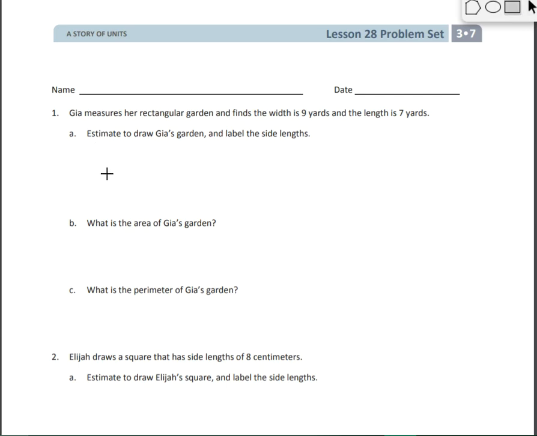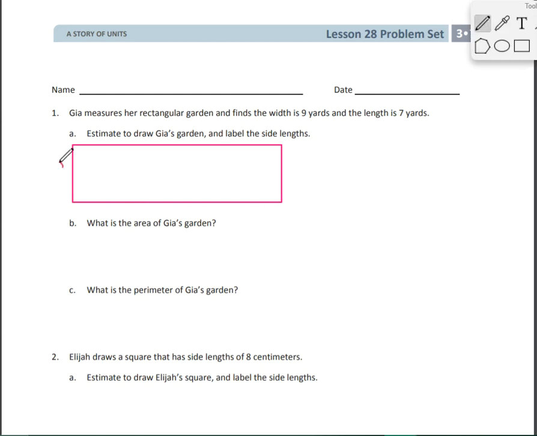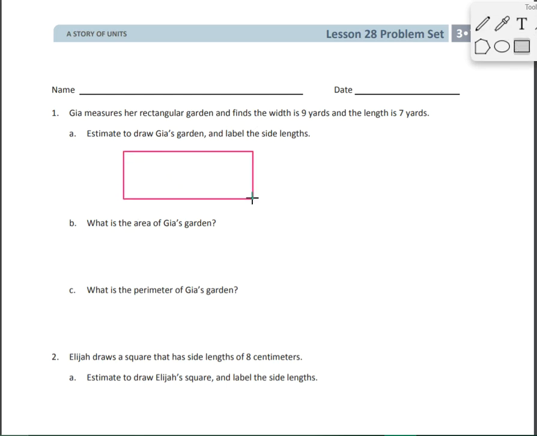It says Gia measures her rectangular garden and finds the width is 9 and the length is 7. So here is my width of 9. Here is my length of 7. Now that I think about it, this is wider than it is long. I want to correct my rectangle real quick, because we have a wide rectangle, but not a particularly long rectangle. So maybe more like that. We said it's 9 and 7 and 9 and 7.